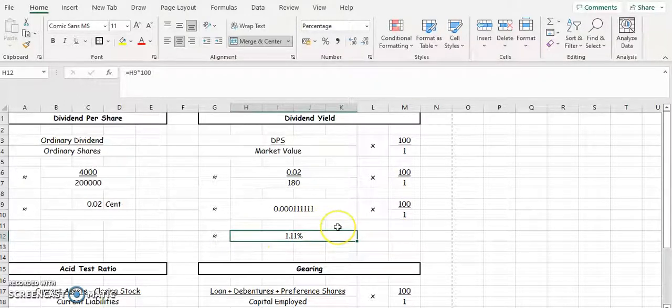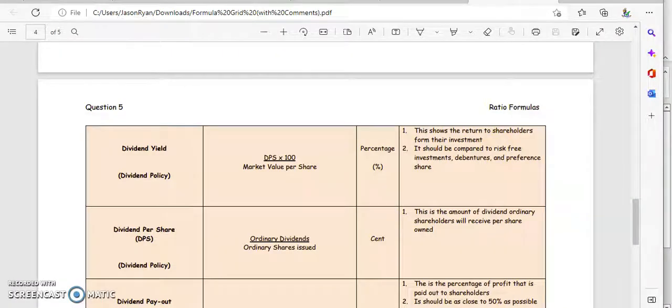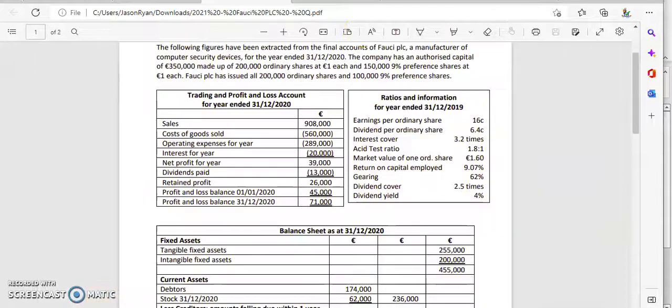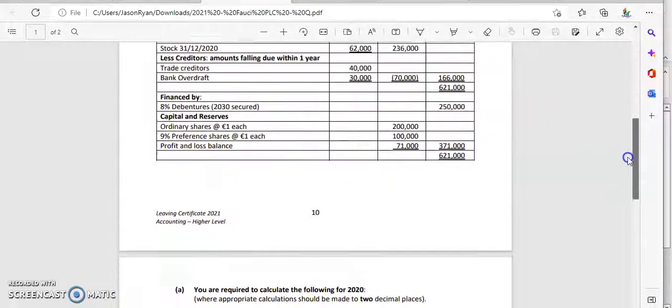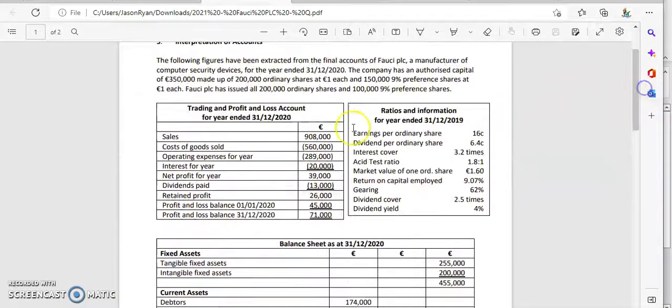So that should be above your risk-free investments, should be above your debentures, and it should be above your preference shareholders. But we'll look at that more when we start commenting on it. So when we've finished your part A, then you need to make sure you got your calculation for each one of these ratios before you can start commentating on it, which is looking at it from the shareholder's point of view. So when you've those calculated, then we can start doing our commentating or start answering part B.